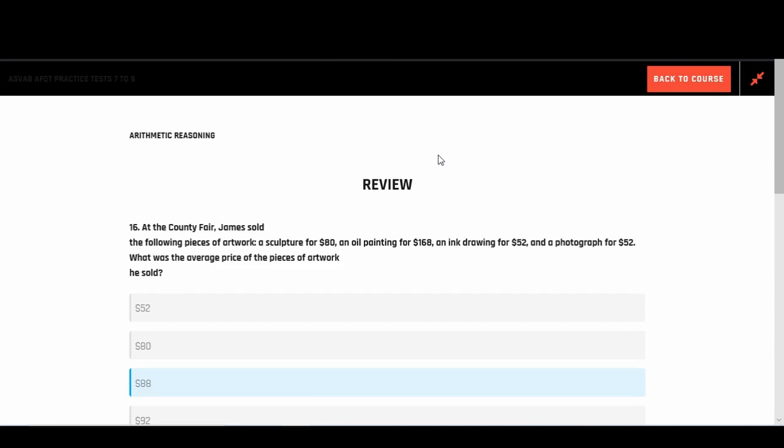Okay, number 16 says, at the county fair, James sold the following pieces of artwork: a sculpture for $80, an oil painting for $168, an ink drawing for $52, and a photograph for $52. What was the average price of the pieces of artwork he sold? So again, we're looking for the average, so that's going to be the individual items, 80 plus 168 plus 52 plus 52, over how many items there are. There's 1, 2, 3, 4.